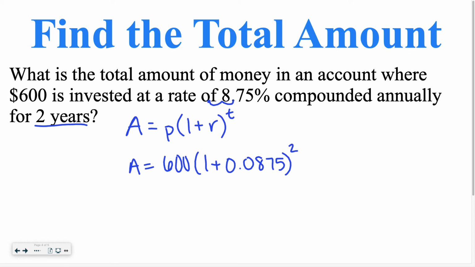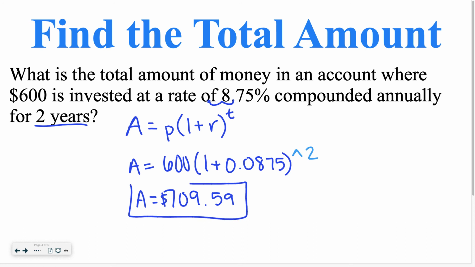Now I can type this into my calculator as is. I can say 600 parentheses 1 plus 0.0875, close my parentheses. All that I have to do is either use the squared key, which will just give you a 2 that looks like this, or some of you might feel more comfortable using the caret and then the 2 key. Both of them will get you the correct answer. So then we know that the amount is $709.59. Okay, and that is what we were solving for.